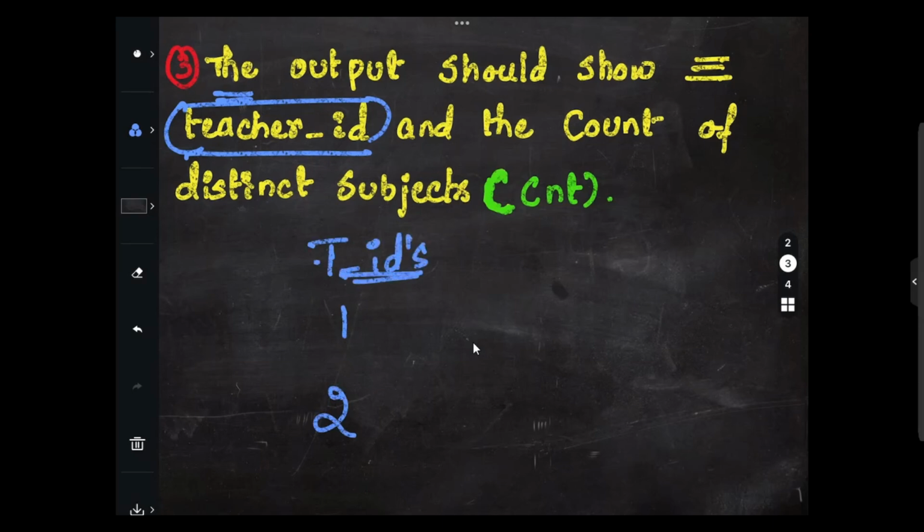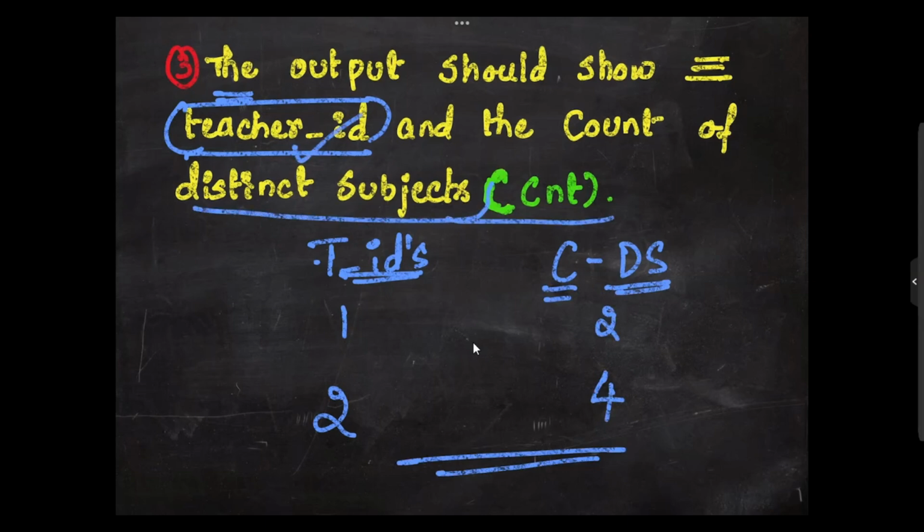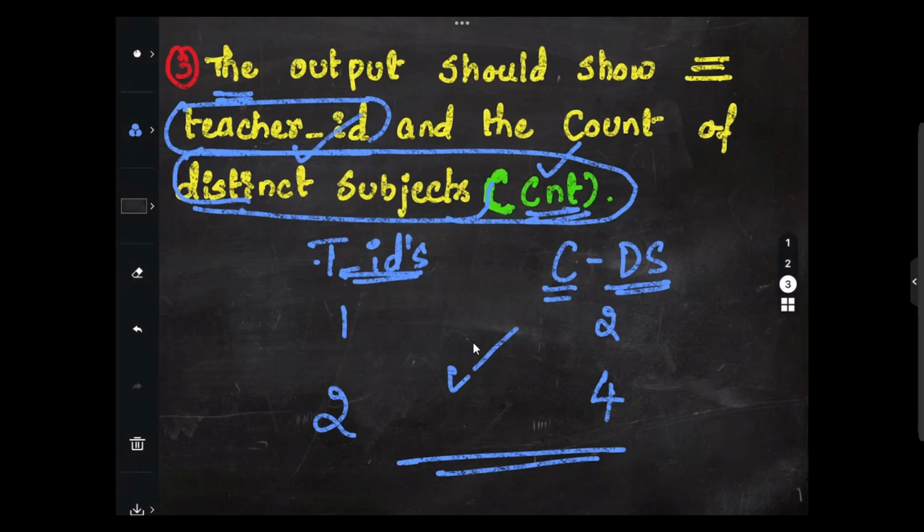These were the teacher IDs and the count of distinct subjects. In the example we got 2 and 4. So the output should show teacher ID and the count of distinct subjects, which we'll call CNT. So this is fine, this is the approach that we will be going with. We have clearly discussed the example as well as the approach, so now we are clear with what we need to do and should be able to write the query.